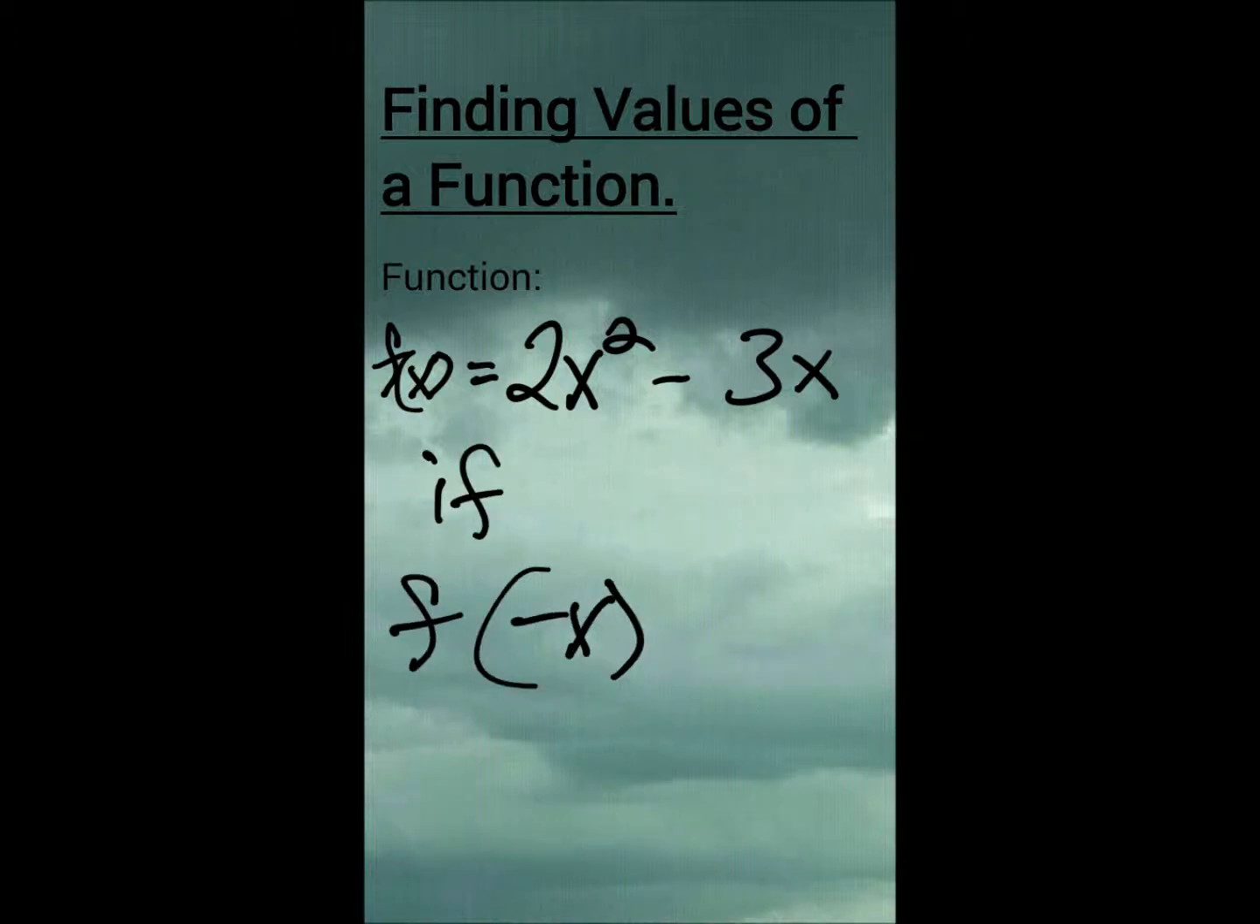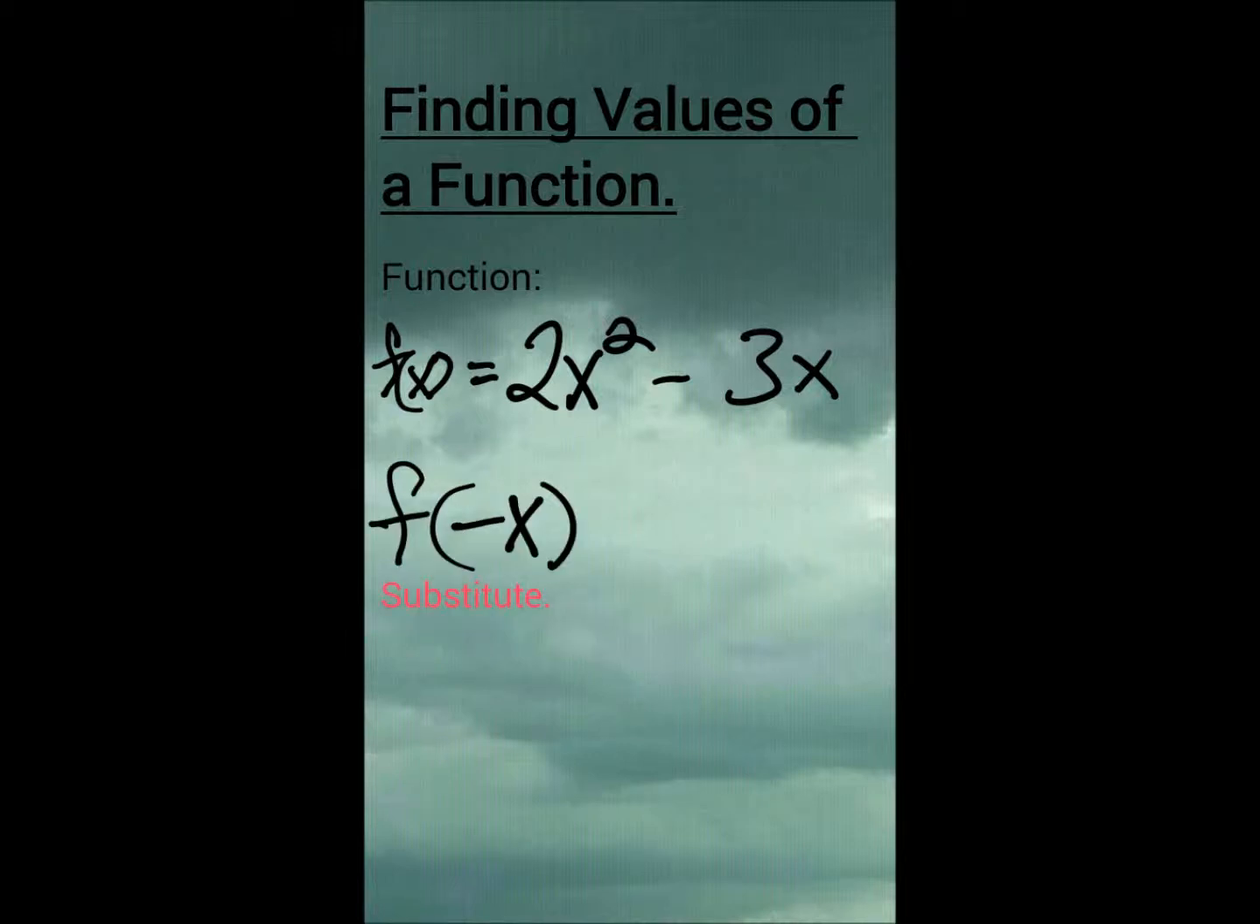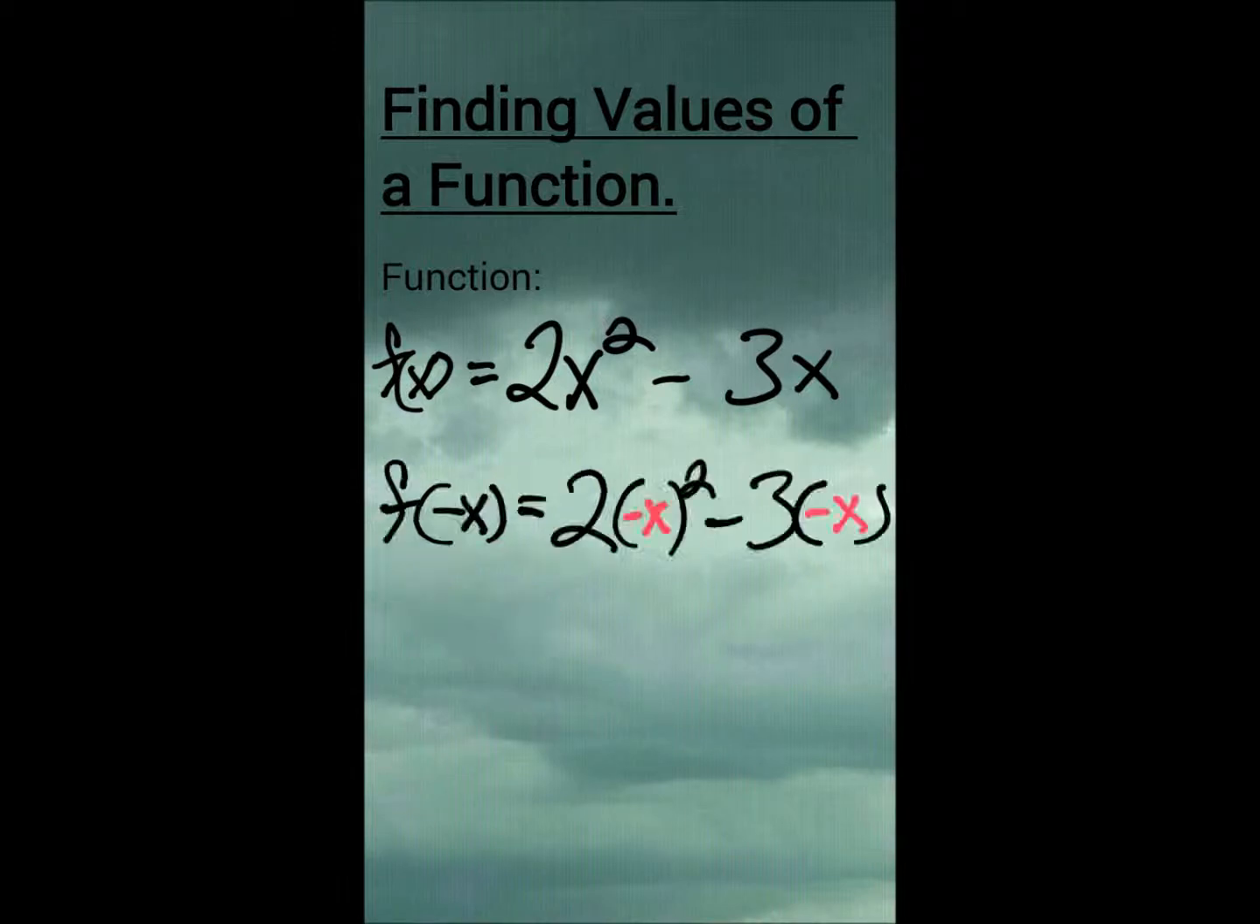Let's try f of negative x. First thing we do is substitute. f of negative x equals 2 multiplied by negative x squared minus 3 times negative x. We get 2x squared plus 3x.